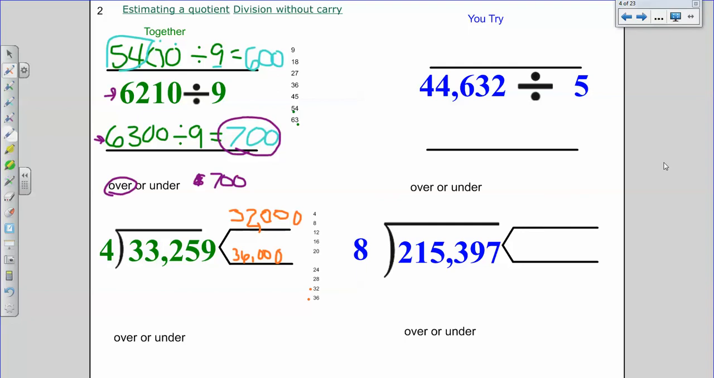And that's not really going to be my answer. Okay, so then what am I going to have to do? Well, I'm going to have to divide each of those by 4. So if I divide that by 4, I'm going to end up with 8,000.